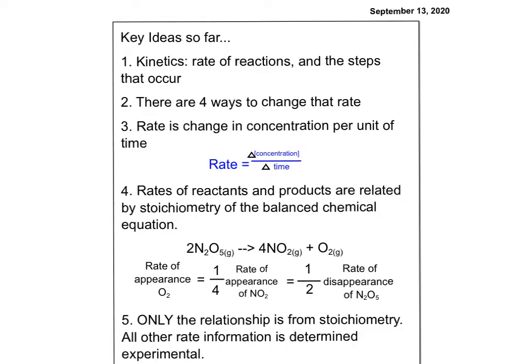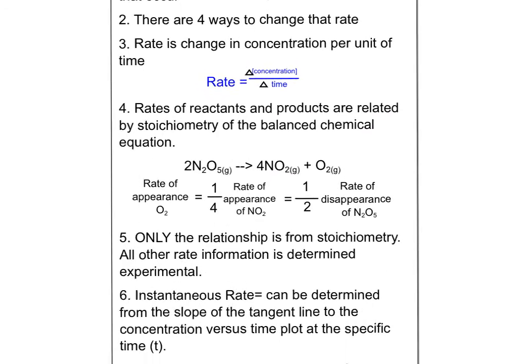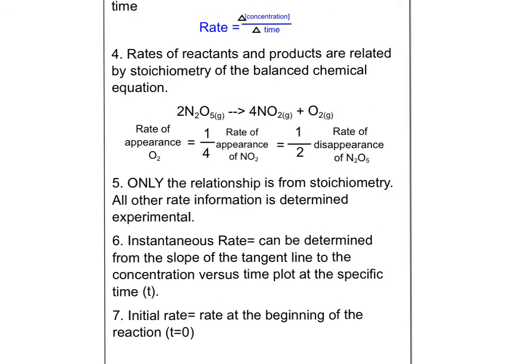So in case you need a recap, here's what we've learned so far. Kinetics is the rate of reactions and the steps that occur in the reaction. There are 4 ways that we can change the rate. We saw that in our demo. We can increase the temperature, we can increase the surface area, we can add a catalyst, or we can increase the concentration. Rate is the change in concentration divided by the change in time. The rates of the reactants and products are related by the stoichiometry of the balanced equation.